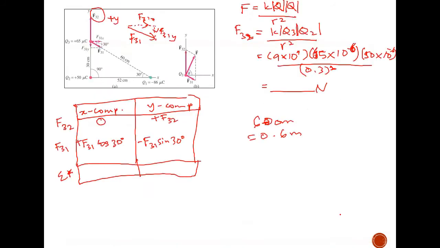If you want to find the angle, theta is tangent negative 1 of Fy over Fx. So this value Fy over Fx, tangent negative 1, you will obtain the theta. Theta is the angle between the forces.